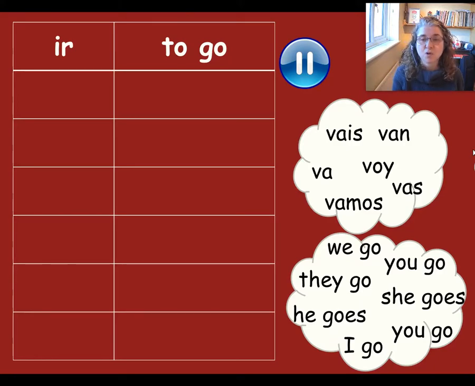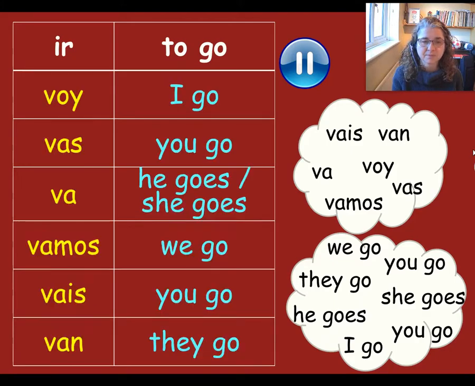So, do you have all of the words from the clouds in the right place in the grid? Let's have a look. So, on the left-hand side in the Spanish, you should have voy, vas, va, vamos, vais, van. And then on the right-hand side, on the English side, you should have I go, you go, then he goes and she goes in the same box. We go, you go, and they go. And that is the verb in the right order. Whenever you see it listed in a grammar book, in a dictionary, on a website, it'll be listed in that order.